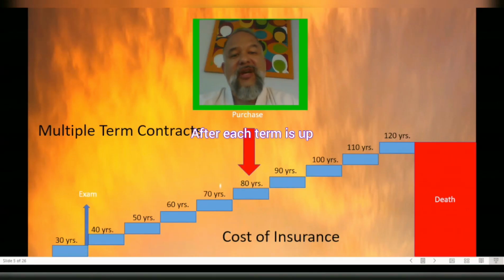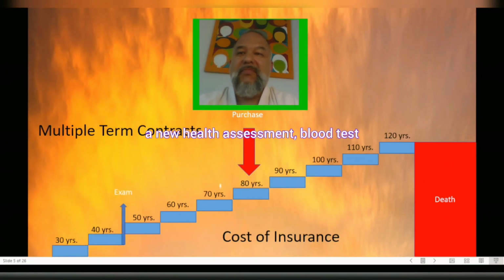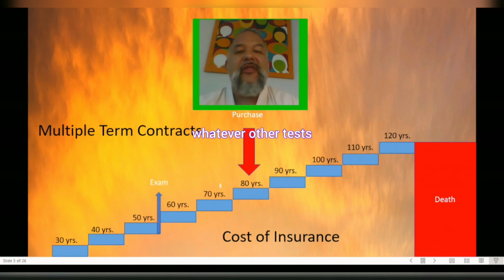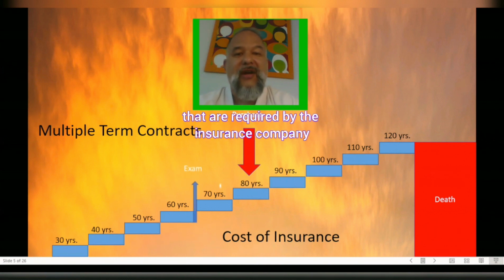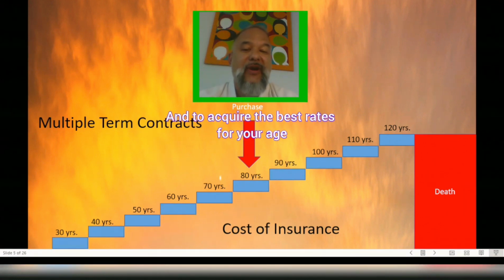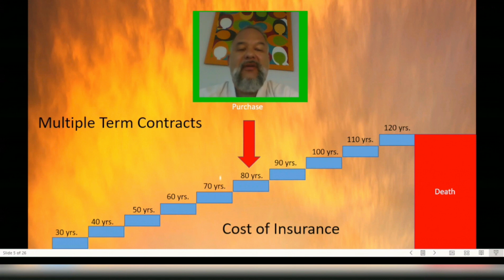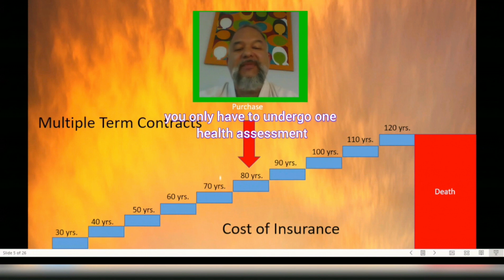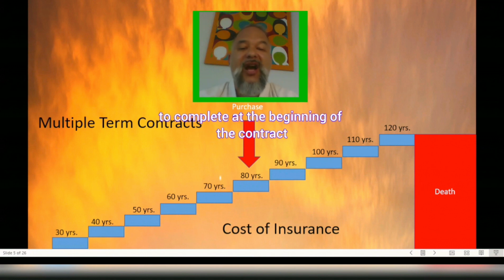After each term is up, a new health assessment, blood test, whatever other tests that are required by the insurance company must be done to see whether or not you're a candidate, and to acquire the best rates for your age given your current level of health. With a permanent life insurance policy, whether it be whole life, universal life, guaranteed universal life, or index universal life, you only have to undergo one health assessment to complete at the beginning of the contract.